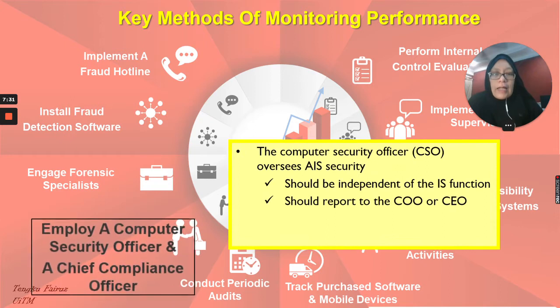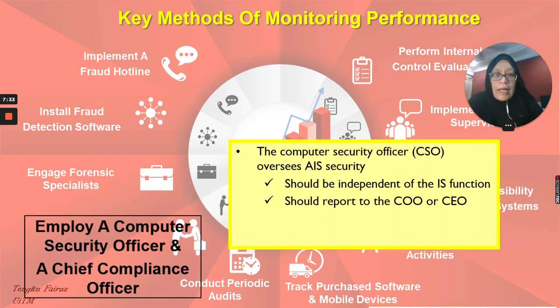Then the next one, they can employ a computer security officer and a chief compliance officer. The computer security officer oversees the AIS security, and they have to make sure the CSO is independent of the IS function, and should report to the COO or CEO of the company, meaning they should report directly to the top management.